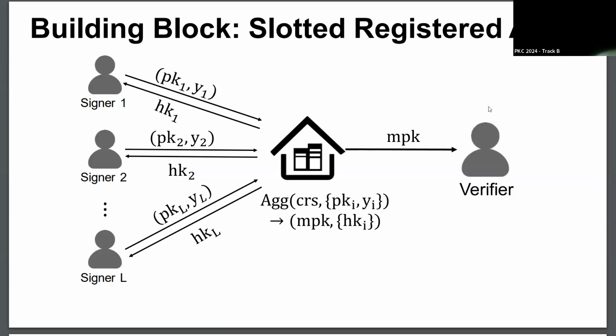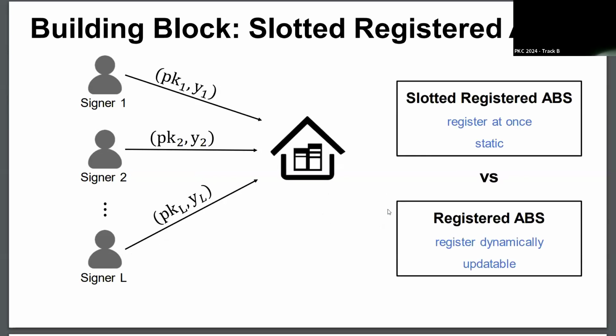Then the question is how to construct registered ABS. We propose the building block, slotted registered ABS. It's similar to registered ABS, but just requires all signers in the system to register their public key, secret key and attributes to the aggregator at once. After collecting this, the curator will just update MPK and HK at once. After that, there are no users joining the system. So slotted registered ABS is just a static version of registered ABS.